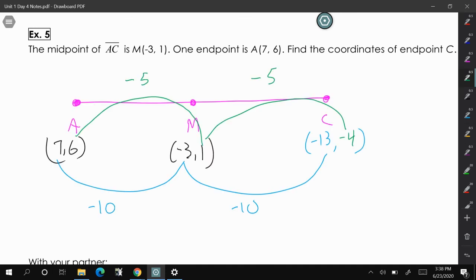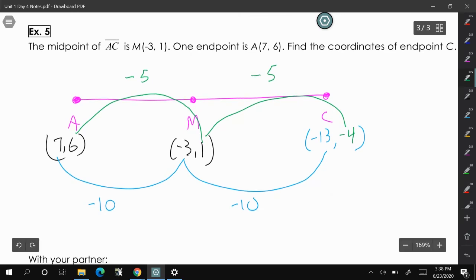All right, this is what I got. I drew it out, and I did my little adding or subtracting, and I just want to talk about it real quick. A was one of the endpoints. I set it right here, and M was the midpoint, so that's why I put it in the middle. And 7 minus 10 gives you -3. So I did -3 minus 10 to get -13. Same thing for the y coordinates. 6 minus 5 gives you 1. 1 minus 5 gives you -4.